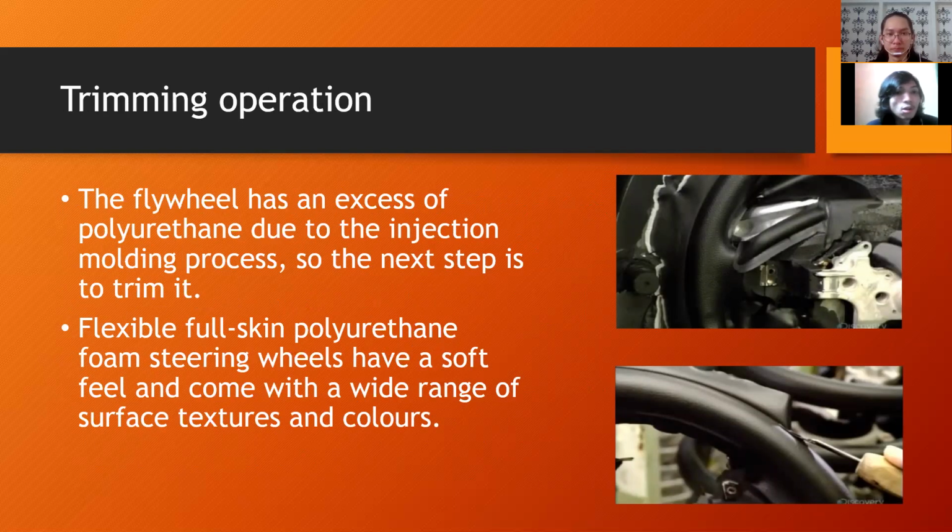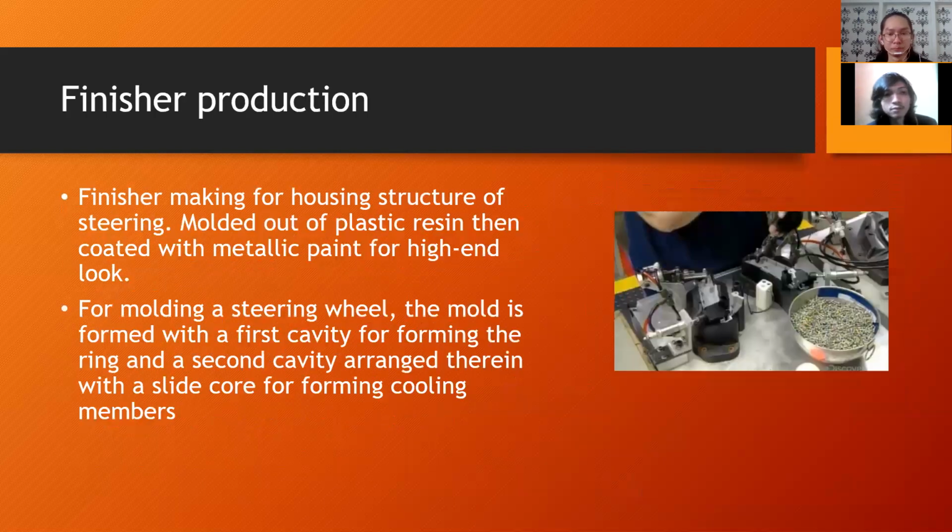For the trimming operation, the flywheel has an excess of polyurethane due to the injection molding process. So the next step is to trim it. Flexible full-skin polyurethane foam steering wheels have a soft feel and come with a wide range of surface textures and colors. This is the picture of trimming production.